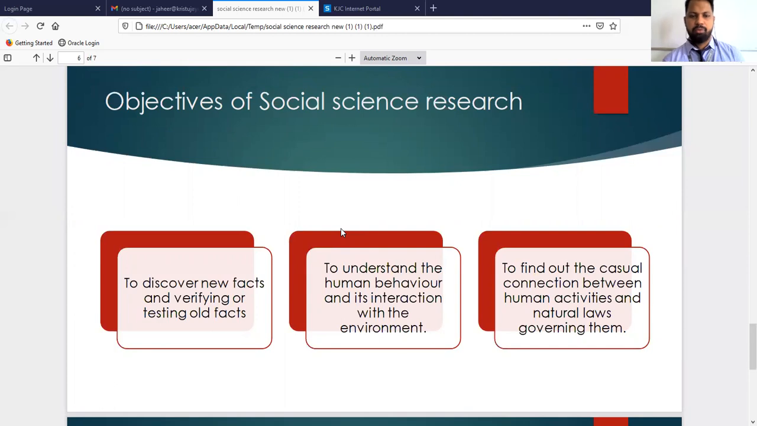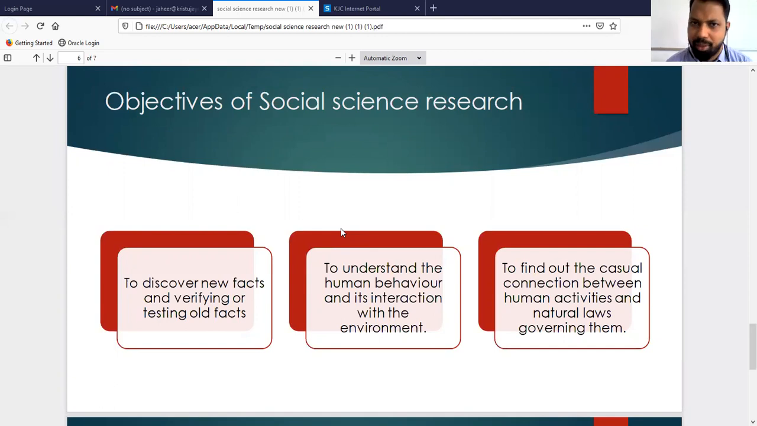So we carry out research to know about the historical events, to discover new facts about some civilization also, and verifying the old ones also. So historical research can be an example for this one. The second one is to understand the human behavior and its interaction with the environment.